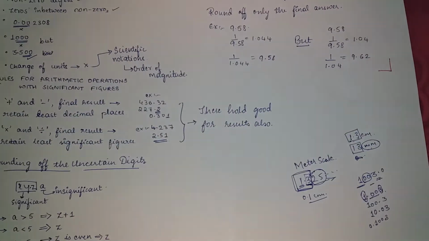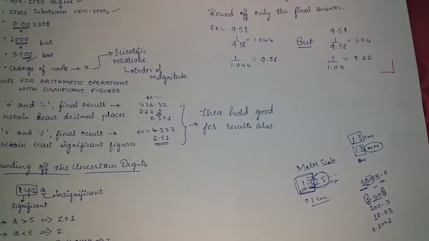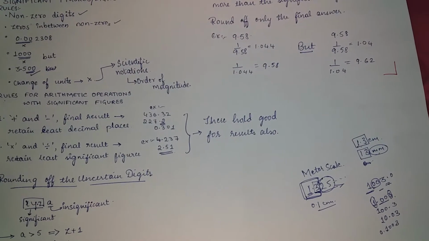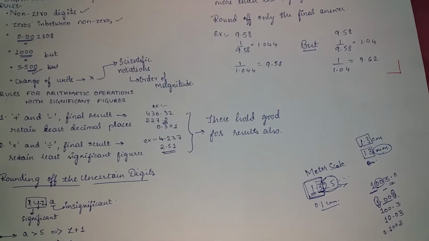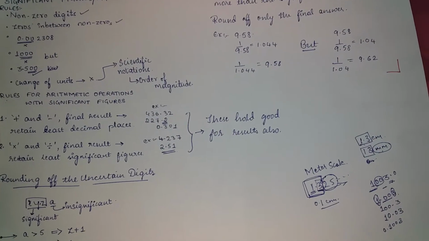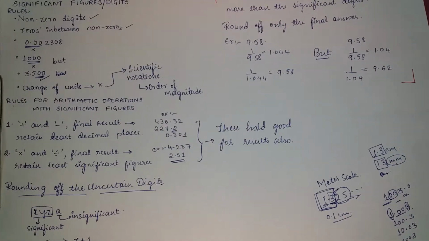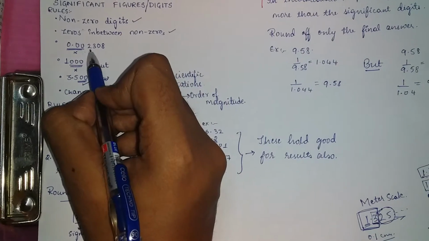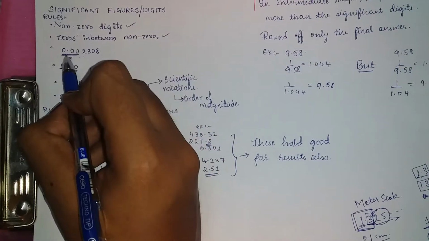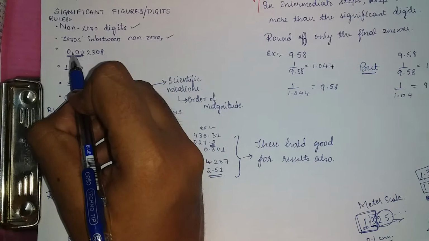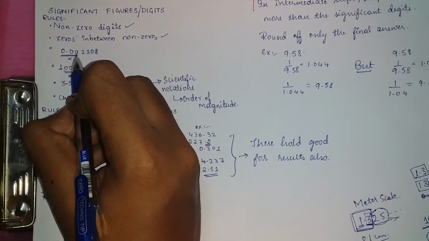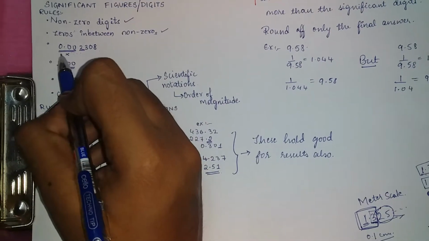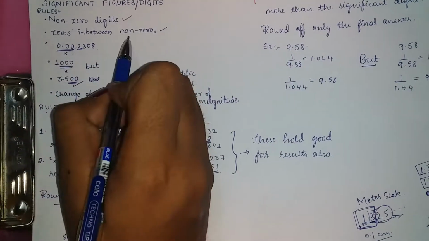Now coming to the next point given in the NCERT, if the number is less than 1, the zeros on the right of the decimal point but to the left of the first non-zero digit are not significant. You can see in this example where I have written 0.002308, here zeros are there to the right of the decimal point, no doubt, but it is before a non-zero number. So these zeros are not significant.